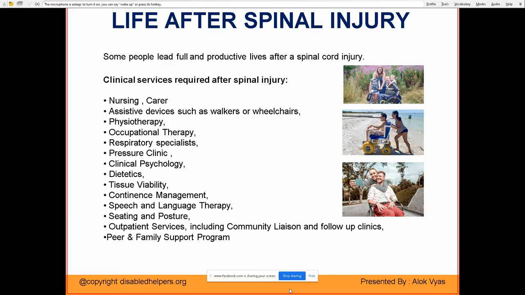Now, some of the aspects which are very important to manage after a spinal cord injury, I have put them again over here so that I can elaborate on them. The first one is bladder management. Bladder management means the urine which gathers in your bladder. You need to manage that.